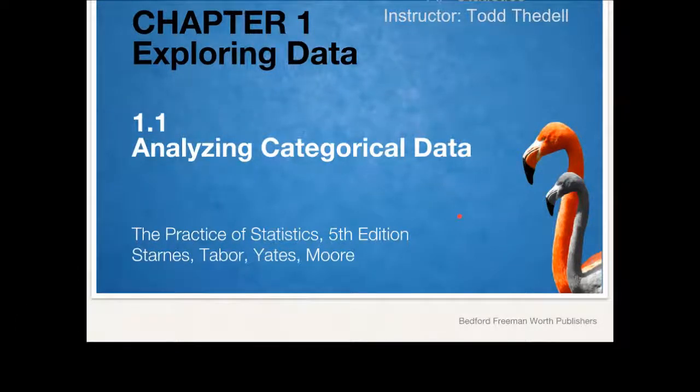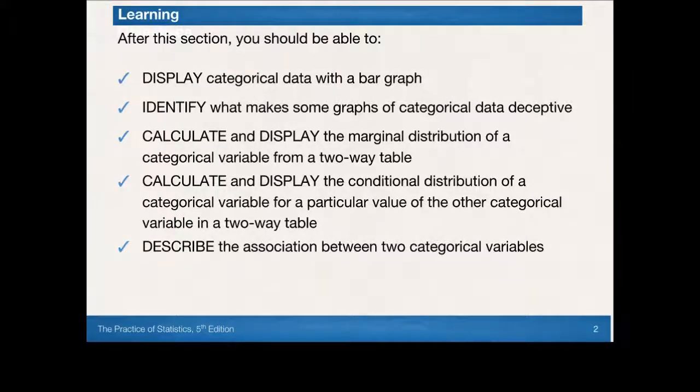In the last section, we took a look at an introduction of what variables were, categorical and quantitative. This time we're going to be analyzing categorical data. We'll look at bar graphs, we'll identify what makes graphs of categorical data deceptive, and in part two, we'll calculate and display two margin distributions. So in the first part, we're just going to do the first two learning objectives.